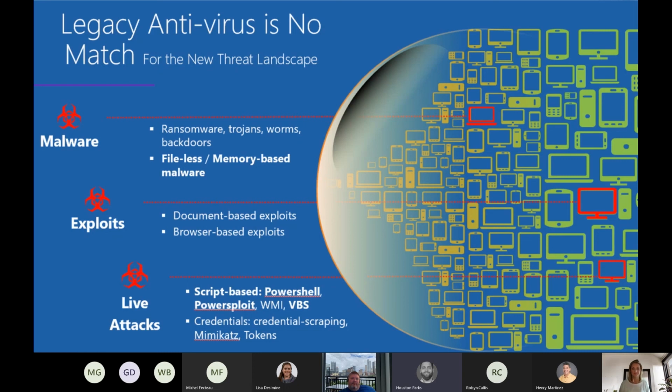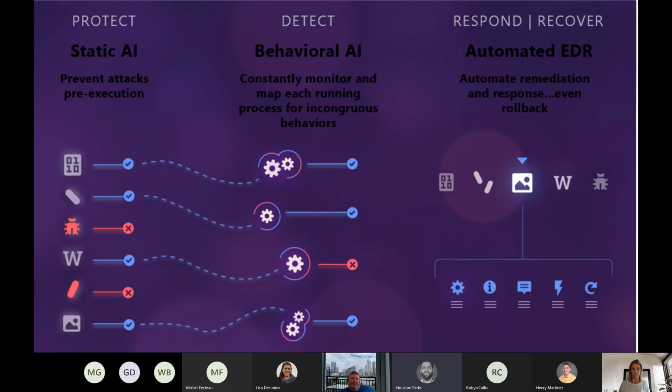So again, whether those are fileless-based attacks, browser-based attacks, what we all need to truly have in place is what's called EDR, endpoint detection and response. Go ahead, next slide for me. So this is really the new frontier for endpoint protection, right?